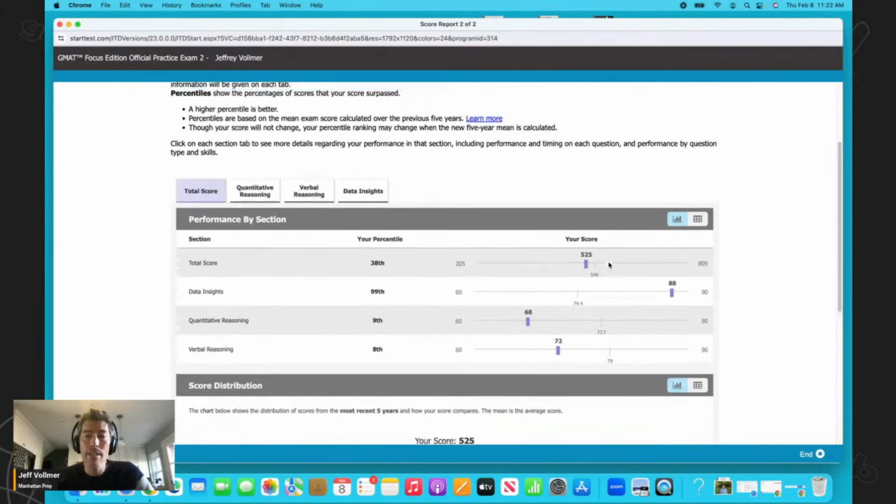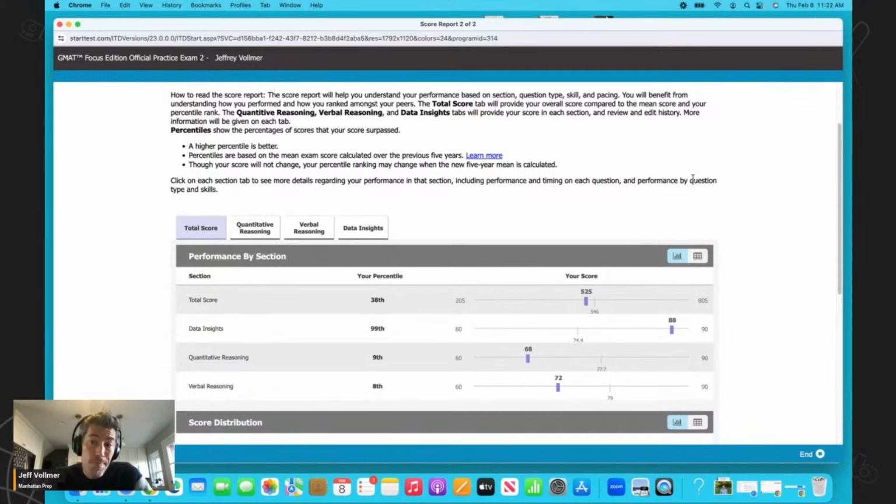So I actually really like the score reports now. Pretty useful, right? I think they're an upgraded version from the classic version of the GMAT's enhanced score reports. I think they're better. They give you some cool insight. I love that they actually tell you how long you spend on each problem.